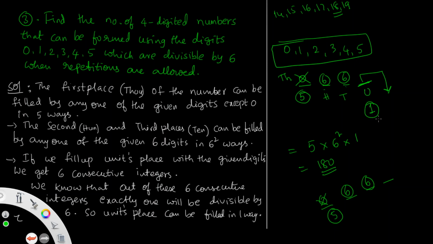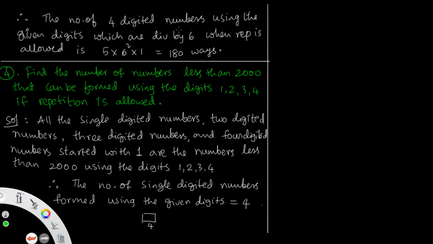So that is why 5 into 6 square into 1. So the total value is 180 ways. Out of using 0, 1, 2, 3, 4, 5, the numbers divisible by 6 you can get are 180 numbers. In the first description you have to write this way, and the next explanation like this. Therefore, the number of 4-digit numbers using the given digits which are divisible by 6 when repetitions are allowed is 5 into 6 square into 1, that is 180 ways.